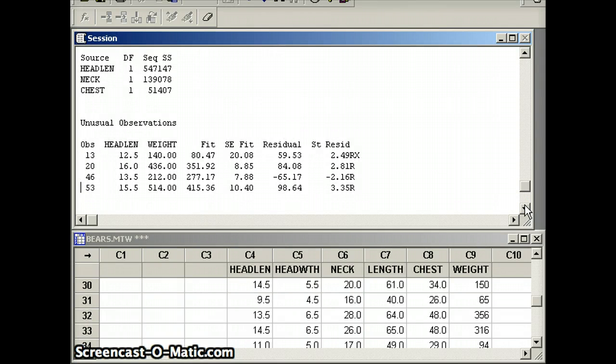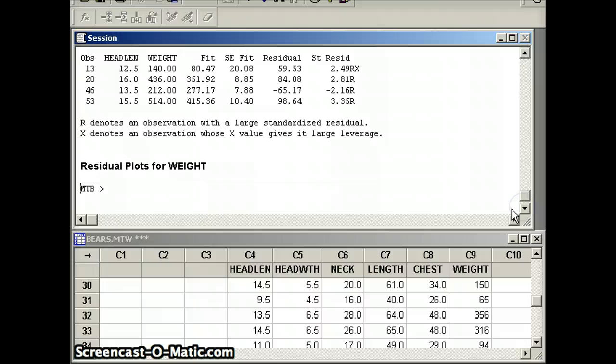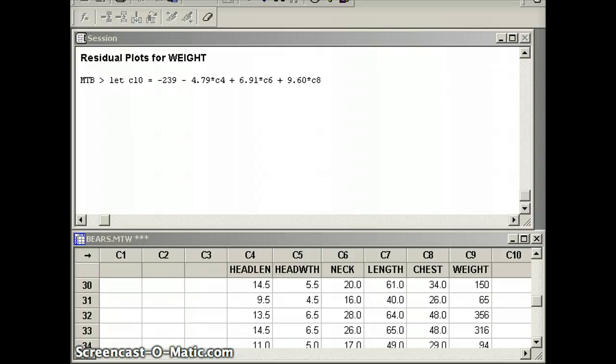We have some unusual observations. We have 1, 2, 3, 4 animals whose predicted score is fairly far off from what we would expect. So we can go ahead and look at those by actually running a let equation to see just how close those things are. So we're going to define C10. We're going to say let C10 equal -239 minus 4.79 times C4, which is head length, plus 6.91 times C6, which is neck, plus 9.60 times C8, which is chest, and we'll see just how well we did.